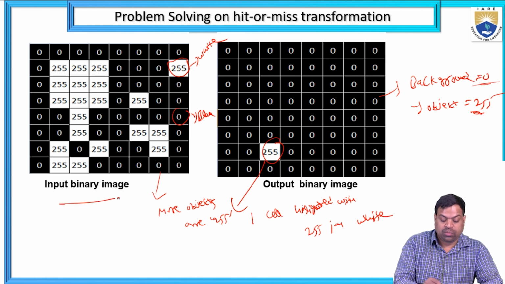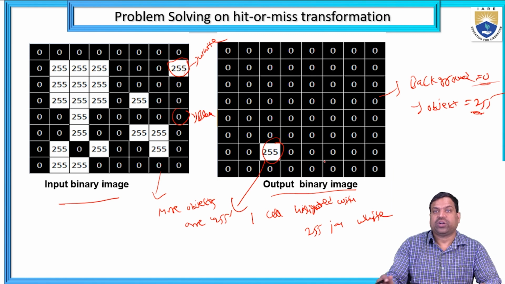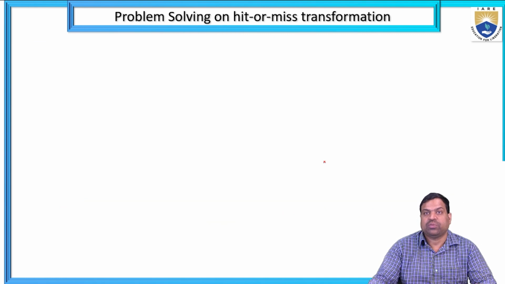It is an input binary image and an output binary image. Did I reduce the white cells or not? There are so many objects here, but I want to take only one object, that is 255. The remaining I want to convert to 0. These 255 are converted to 0 at the output with the help of the hit or miss transform.